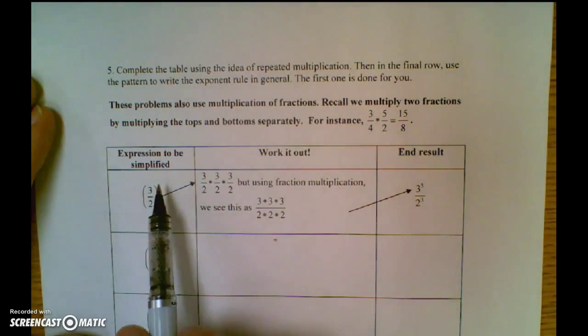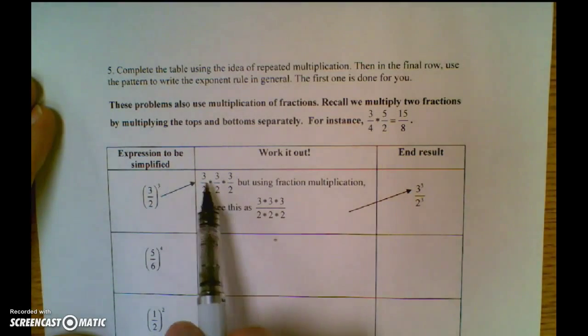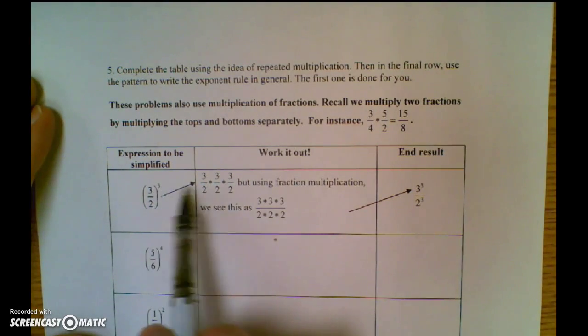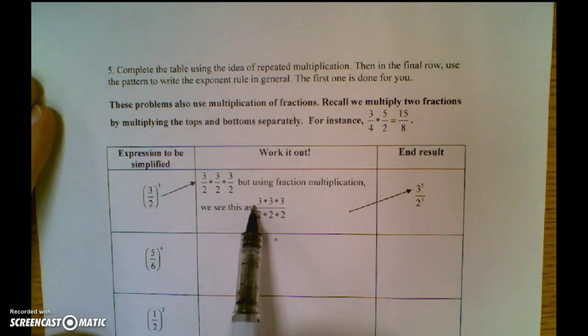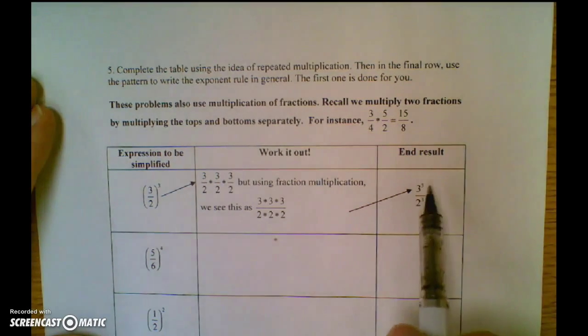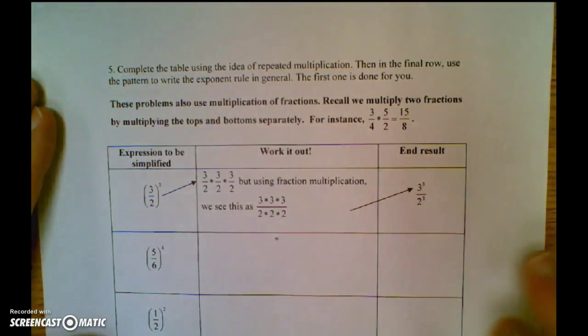So when you have an exponent, you're just writing it however many times you see it. So it says 3 over 2 to the 3rd power. And then, remember, you're writing what's on top, you're multiplying together, and what's on bottom, you're multiplying together. So 3 times 3 times 3 is on the top, and 2 times 2 times 2 is on the bottom. So your end result is 3 to the 3rd over 2 to the 3rd.